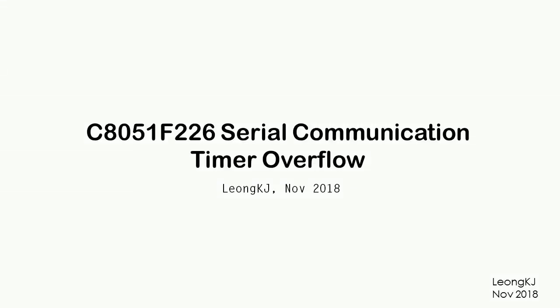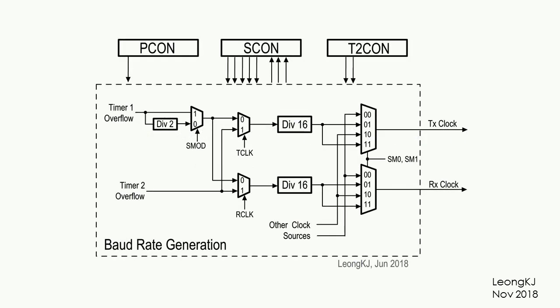C8051 serial communication. Timer overflow. This is the baud rate generation circuit. How do you set a baud rate of 9600 bits per second? If S mode is 0, T clock is 0, R clock is 0, and SM0 and SM1 is 0 and 1. This is the clock path.